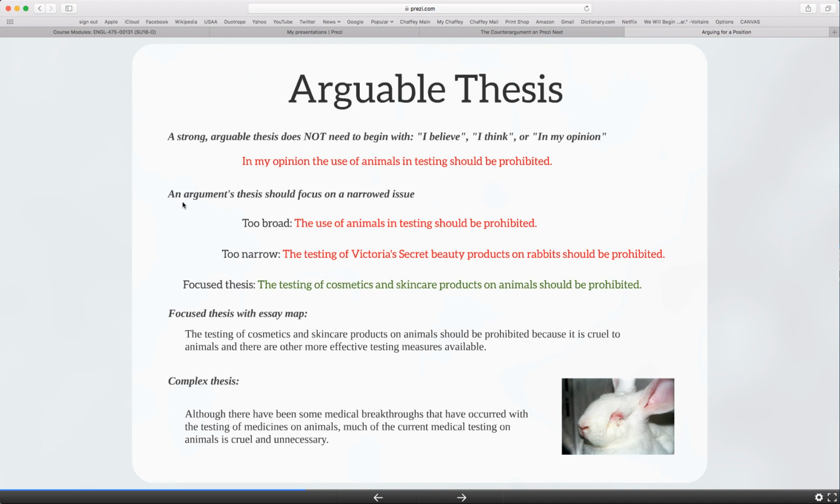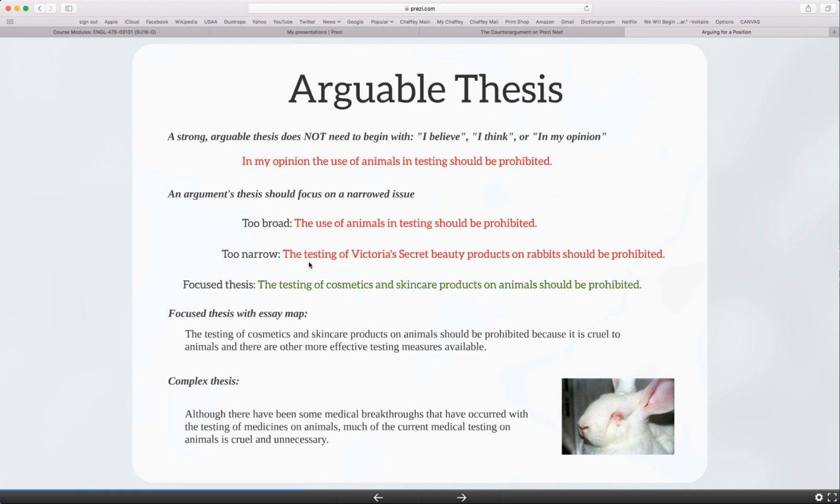Okay, that's better than the last version. An argument's thesis should focus on a narrowed issue. So when I look here at the use of animals in testing should be prohibited, it's a little vague, right? It's a little too broad. What kind of animals? What kind of testing? Are we talking about medical testing? Are we talking about all animals? Are we talking about dogs or cats? And prohibited maybe where? There's lots of testing that goes on in products that we consume and use every day. And that testing does not happen here in the United States, but it takes place in China.